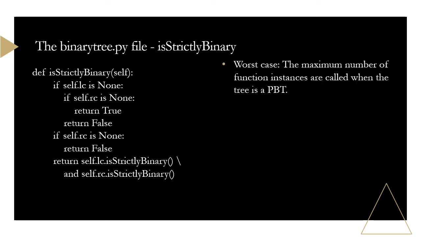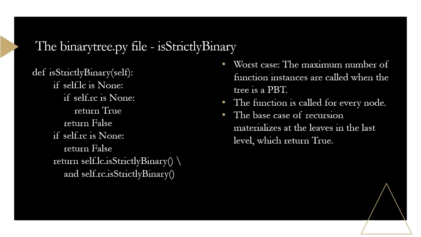Now we talk about the time complexity of isStrictlyBinary. The worst case happens when the tree is a perfect binary tree. The maximum number of function instances are called when we have a PBT. The function is called for every node. The base case of recursion materializes at the leaves in the last level, because all the leaves are in the last level of the PBT. And the base case returns true.